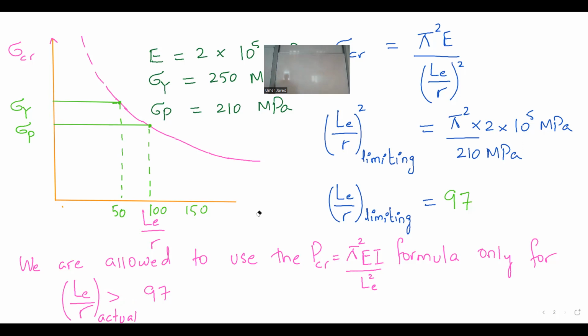Should I make the first example for today's class, please? So, for example, we have a slenderness ratio. And if we change the material, does it affect the LE divided by R critical? The limiting value does get affected. The actual value does not get affected.